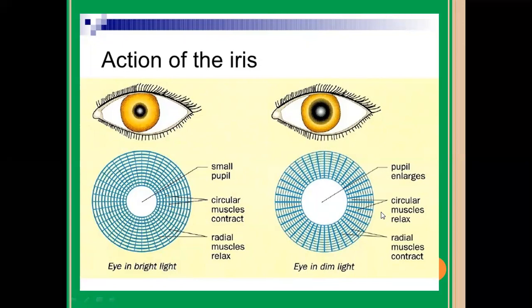How many types of iris muscles are there? There are two types: circular muscles and radial muscles. You should know that circular muscles are round in shape, and radial muscles, you can say, are half of the circle. It is called the radial muscle.